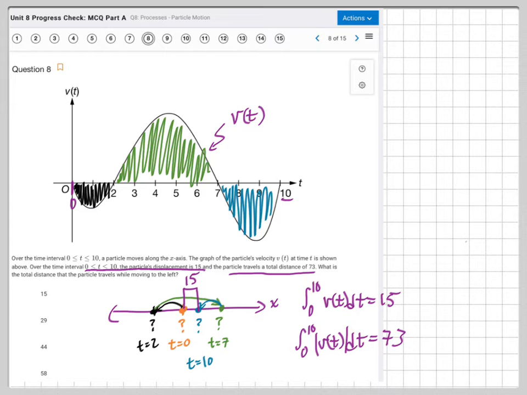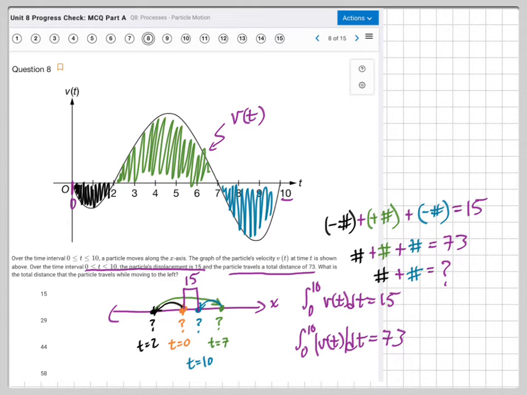The question is, though, what is the total distance the particle travels while moving to the left? This is a really hard question to me, so I want to take you guys through my thought process here, and maybe it'll help you think through it. If I was doing displacement, I'm taking a negative number, a positive number, then a negative number, adding them together and getting 15. To find total distance, I would just take those negative numbers, make them positive, add them together, and I would get 73. The question is, what is the total of those two negative numbers? That's the question.